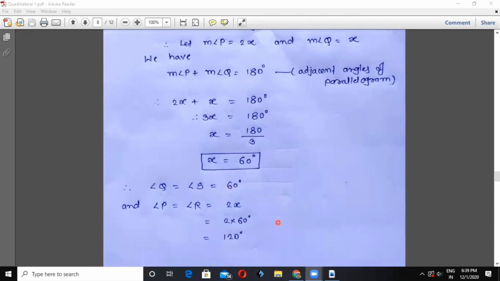And there is another pair of opposite angles, that is angle P and angle R, which is equal to 2x. So we have to replace here x by 60. So 60 into 2, that will be 120. So measures of angles Q and S are 60 degrees and measures of angles P and angle R are 120 degrees respectively.